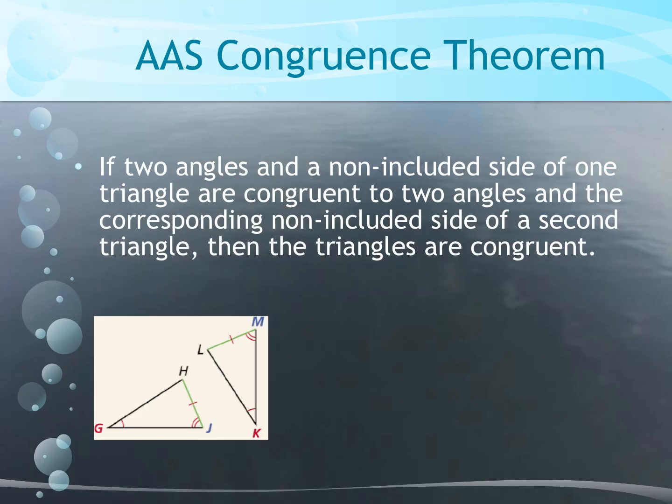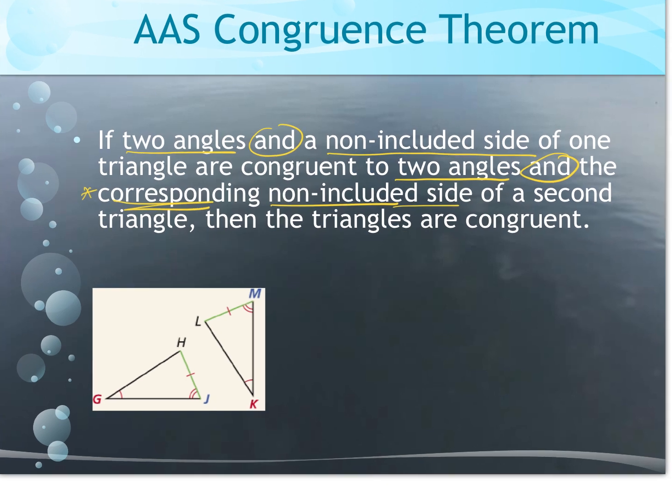Now here we get to the angle angle side congruence theorem. And this says that if two angles and a non-included side of one triangle are congruent to two angles and the corresponding non-included side of a second triangle, then the triangles are congruent. And so this part about corresponding matters, okay? So let's talk about what we mean.